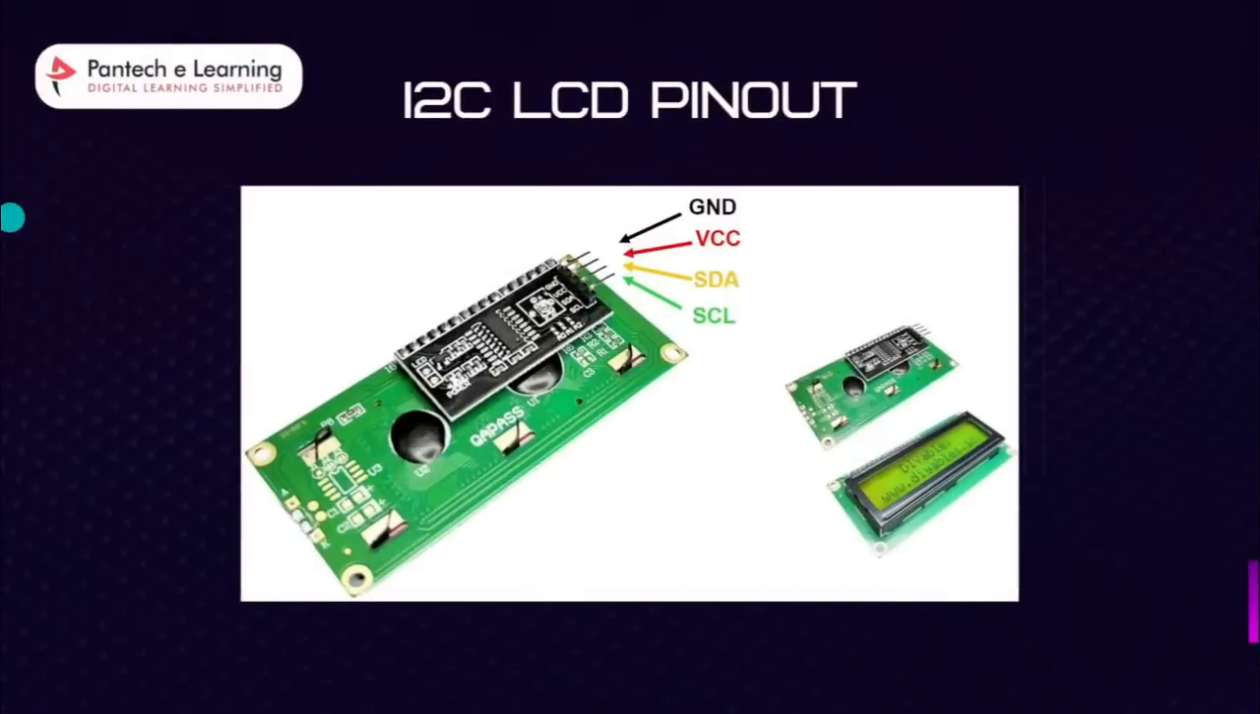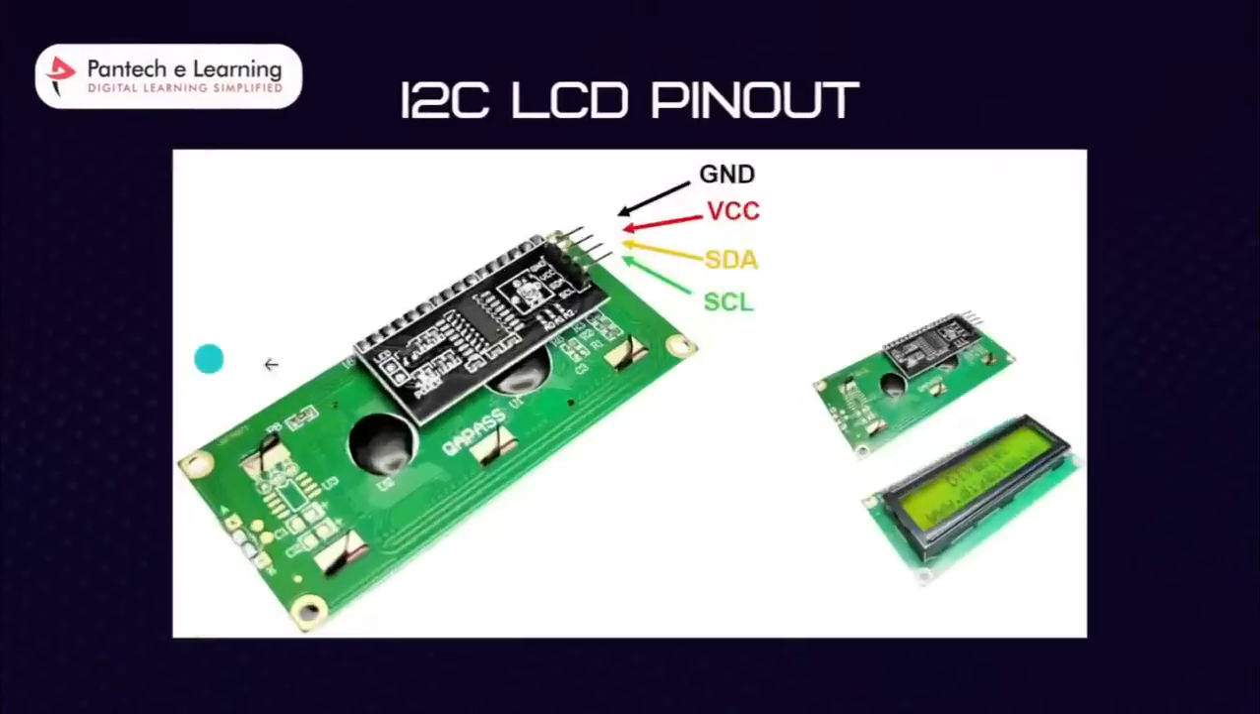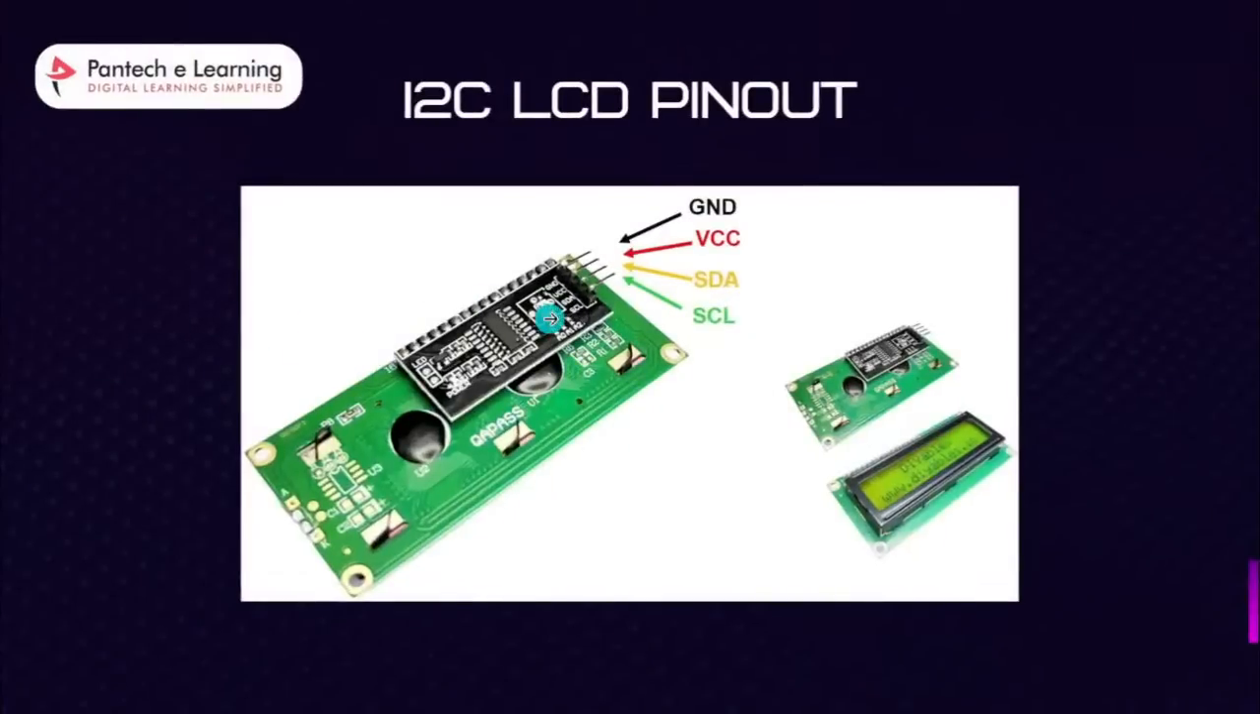Okay. So coming to the I2C LCD pinout, this is how it actually looks like. So the both will be attached like this. So now let's start with the pinout of this display. These are 4 pins: ground pin, VCC pin, data pin and clock pin.